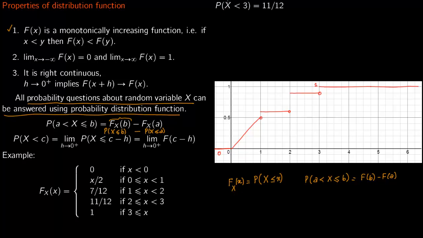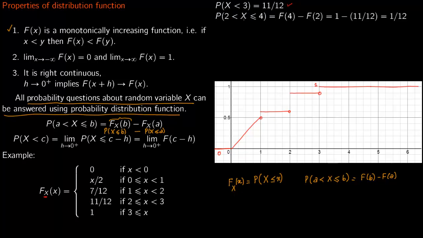So probability that the random variable capital X is less than 3. This probability is 11 by 12. You just see from here. So the small x is less than 3, that probability is 11 by 12.